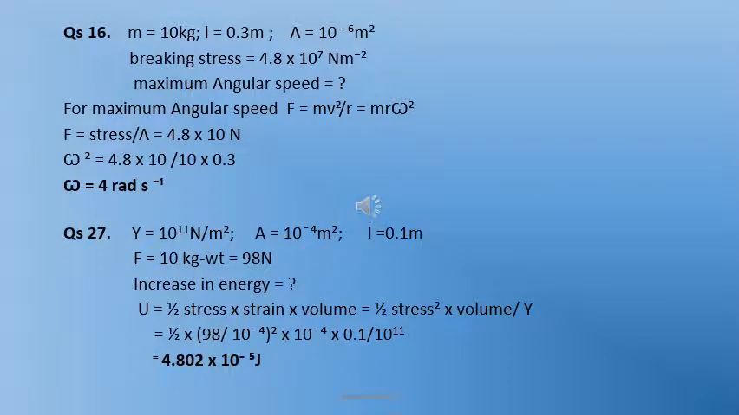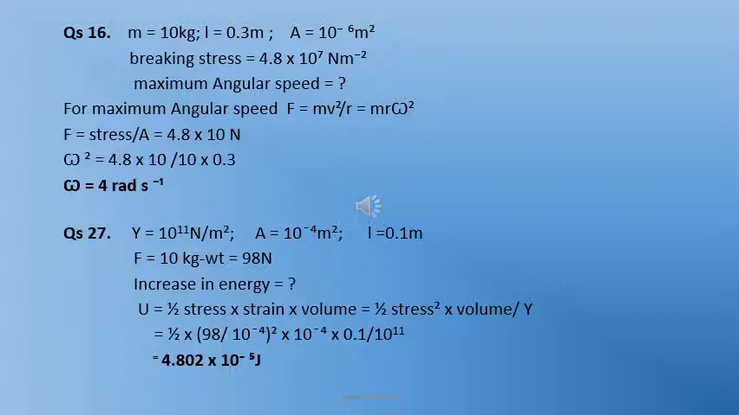Let us now consider question number 16. In this question, a body of 10 kg is tied to one end of a wire of length 0.3 meters and is rotated in a horizontal circle. The area of cross section of wire is 10 to the power minus 6 meters square, and the breaking stress is given to you as 4.8 into 10 to the power 7 Newton per meter square. Now you have to calculate the maximum angular speed.